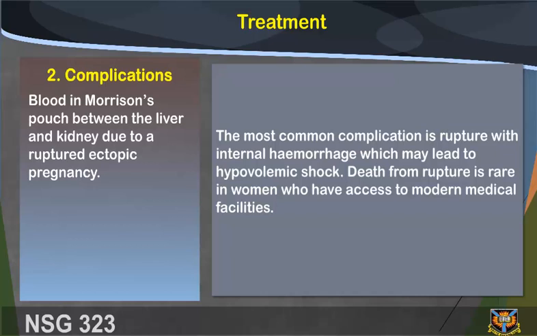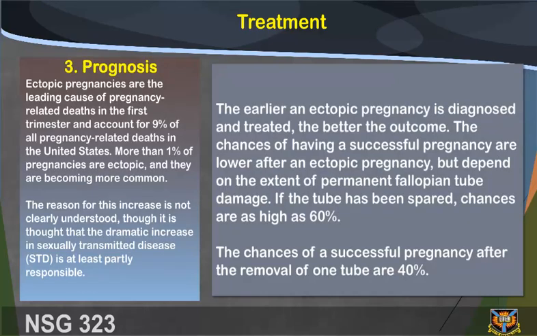Complications. Blood in Morrison's pouch between the liver and kidney due to a ruptured ectopic pregnancy. The most common complication is rupture with internal hemorrhage, which may lead to hypovolemic shock. Death from rupture is rare in women who have access to modern medical facilities. 3. Prognosis. Ectopic pregnancies are the leading cause of pregnancy-related deaths in the first trimester and account for 9% of all pregnancy-related deaths in the United States.